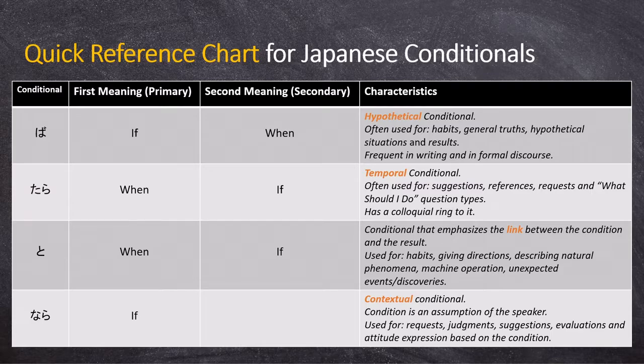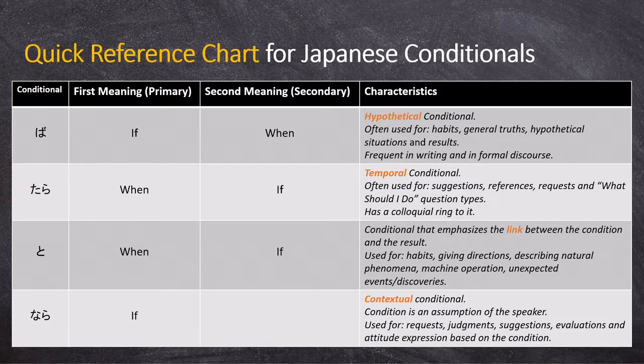So for example, also the ba conditional here, you can see that its primary meaning is "if" and its secondary meaning is "when", because ba is by and large translated into "if", and it finds itself, let's say, in 99% of cases translated into "if", and its usage reflects that.